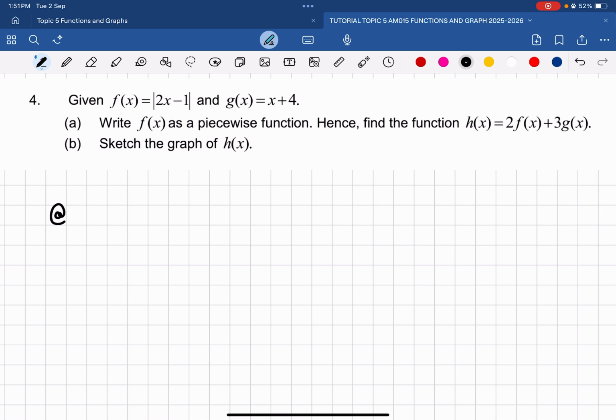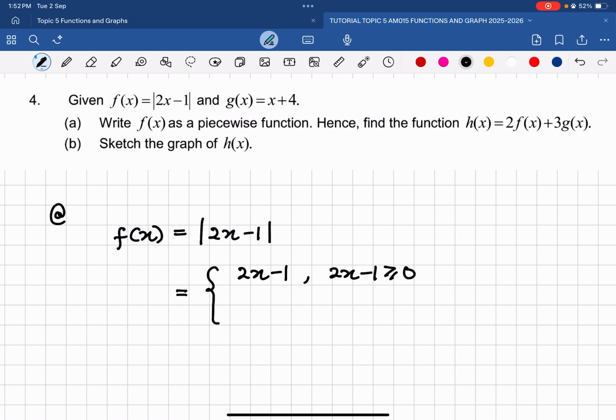So write down f(x) as a piecewise function, which means f(x) equals the absolute value of 2x minus 1. Then we can define this piecewise: one is 2x minus 1, where 2x minus 1 is greater than or equal to 0, and another one is negative (2x minus 1) for 2x minus 1 less than 0. Okay.